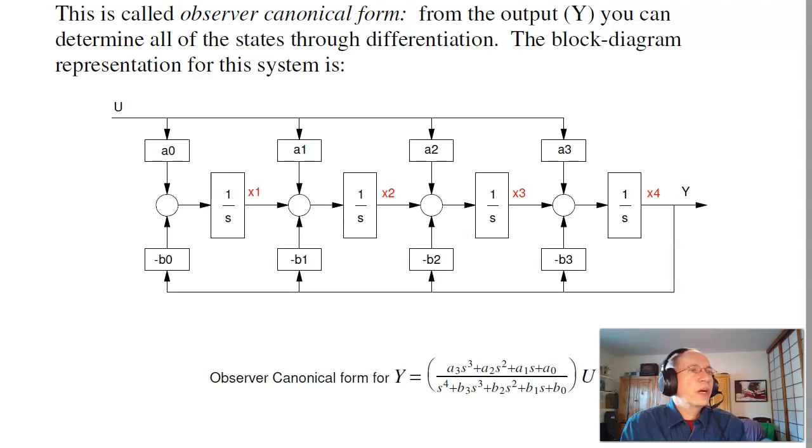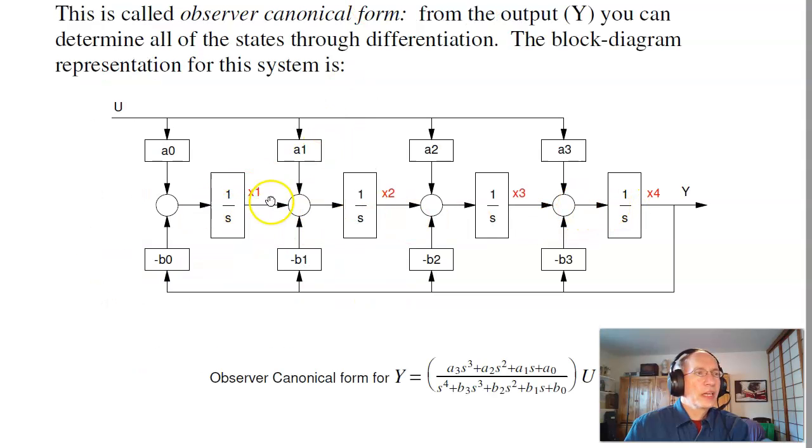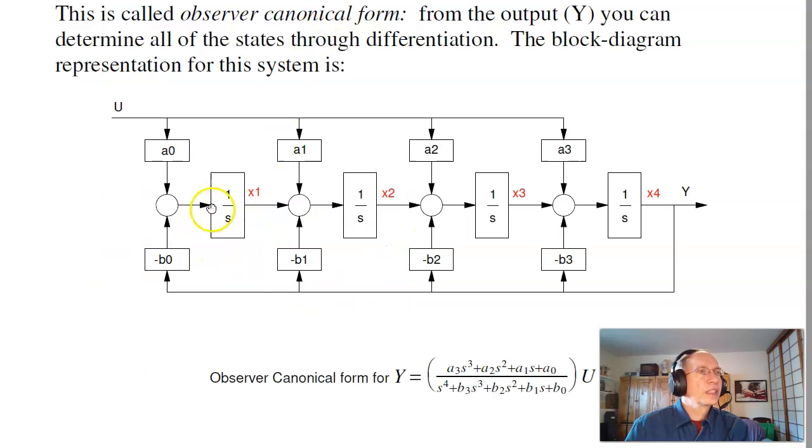If you draw the block diagram of it, it looks like the following. So if we look at the first one, x1 dot is minus b0 x4 plus a0 u. So x1 dot right here is a0 u minus b0 x4. x2 dot is x1 minus b1 x4 plus a1 u. So x2 dot right here is minus b1 times x4 plus x1 plus a1 times u, and so on.